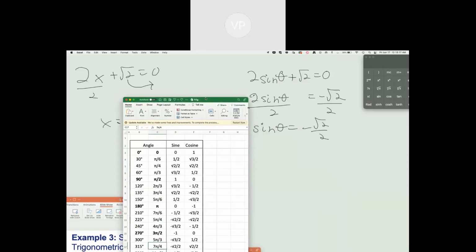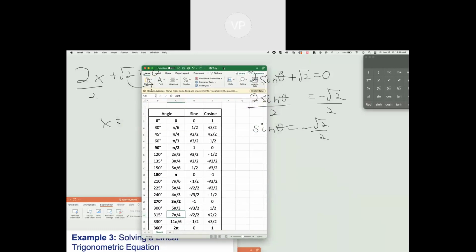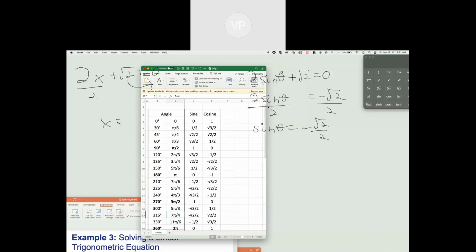Once again, let me show you our table that you hopefully are starting to memorize. But look at all the places that sine of theta equals root 2 over 2. It's here at 225 degrees. It's here at 315 degrees. So from our table, I know that my solutions are 5 pi over 4 and also 7 pi over 4. Okay, so those are my first 2 solutions.